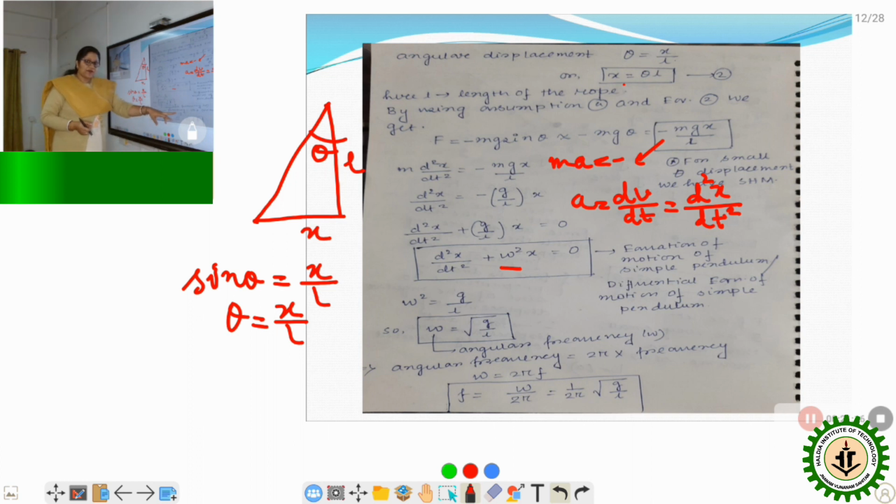So what will be the normal frequency? f will be omega by 2 pi. Now we know omega is root over g by L for this particular simple pendulum system. So it will be 1 by 2 pi root over g by L.